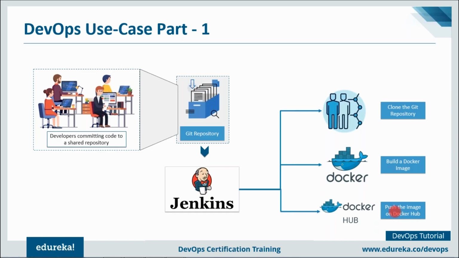Let me just repeat it once more. So developers will be committing changes in the source code. So the moment any developer commits a change in the source code, Jenkins will clone the entire Git repository. It will build a Docker image based on the Docker file that we'll create. And from there, it will push the Docker image onto the Docker Hub. This will happen automatically with a click of a button. So what all tools we'll be using? We'll be using Git, Jenkins, and Docker. So let me just quickly open my virtual machine and I'll show you there.